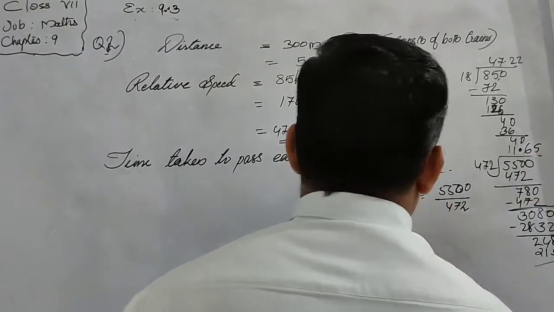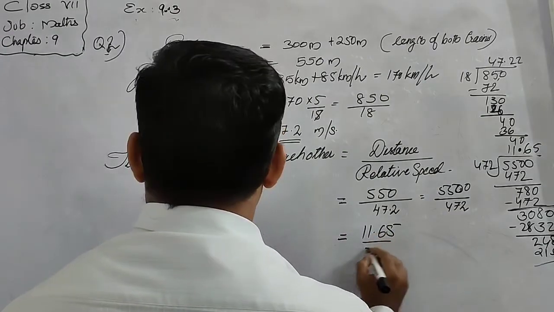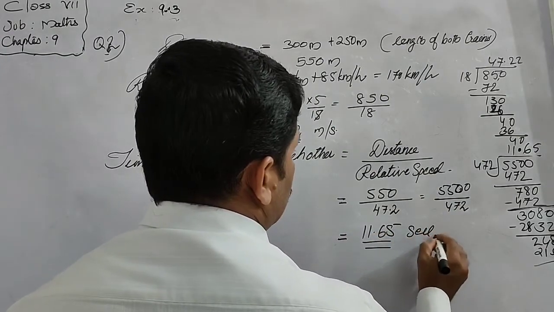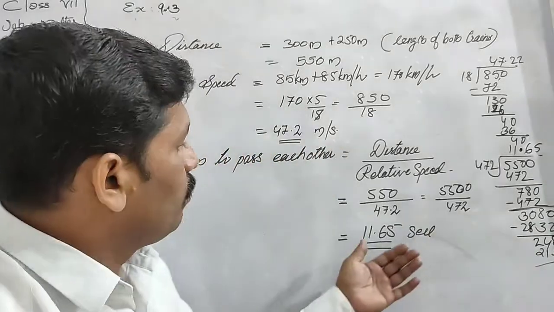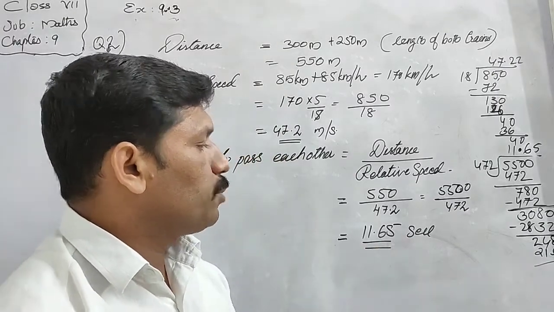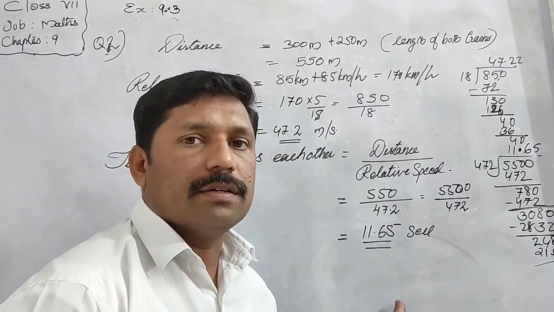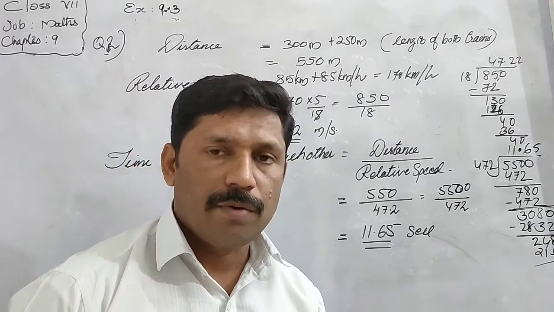Okay students, we stop from here, so it will be 11.65 seconds that will be taken in order to cross that both trains. 11.65 seconds, around 12 seconds it will take to cross each other. Now we go to the next question.